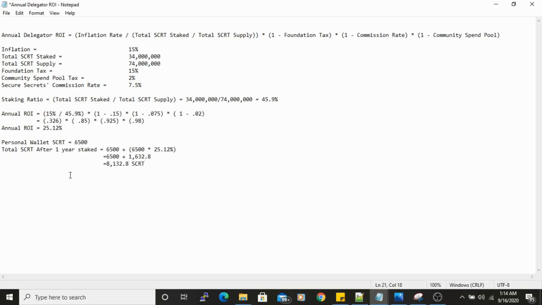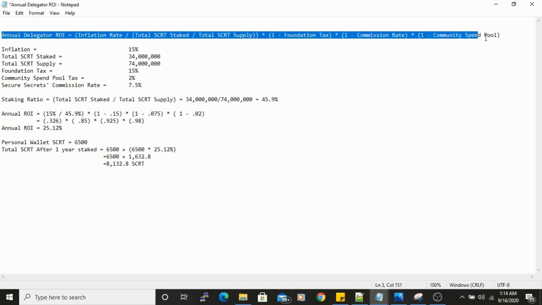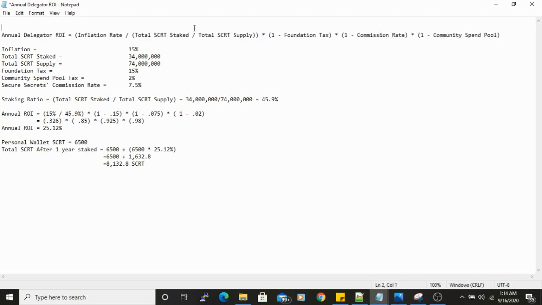This is why you want to get staking right now. Annual ROI, if you go with Secure Secrets, is 25.12%, which is a great rate of return. And this is the annual Delegator ROI equation. I'll be sure to link that below. You're now capable, after this tutorial, of at any given moment finding out approximately how much return you should have on a year. And yeah, hope you enjoyed this Secure Secrets tutorial.